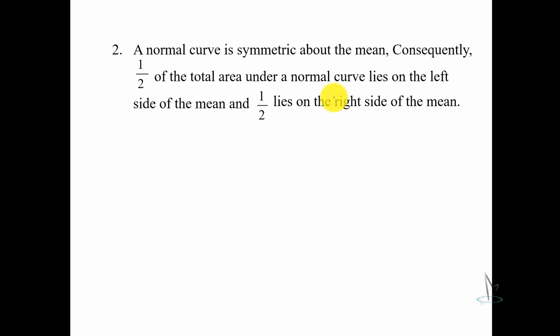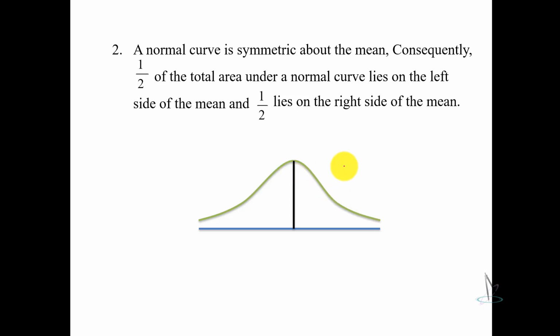The second one, a normal curve is symmetric about the mean. What that means is that if this is your bell-shaped curve, the right hand side is equal to half, the left hand side is also equal to half, and when we add both of them together, we are going to get 1. So that is what they mean over here.